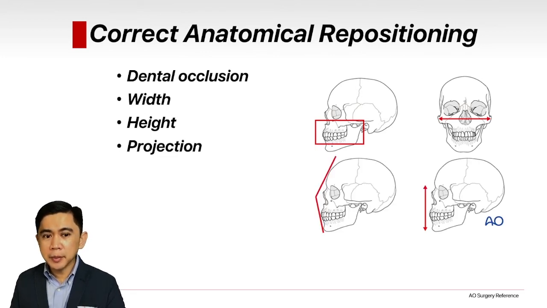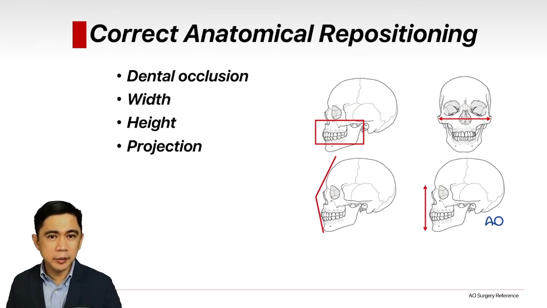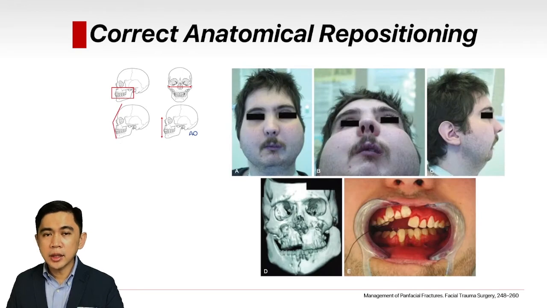So you must remember these 4 dimensions when doing fracture surgery, so you won't miss one over the other. And your repair is more of a multi-dimensional one. So we can see here a pre-op photograph of a severely fractured patient. This one. So he has problems in occlusion, in the width, also the height, and also projection, over here. So these 4 dimensions will guide you to your repair.